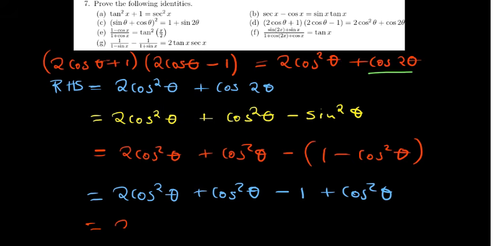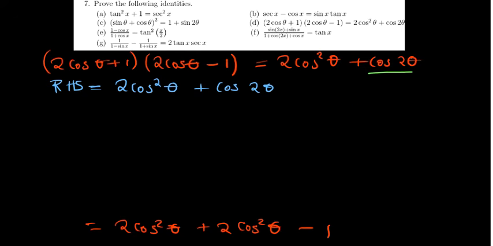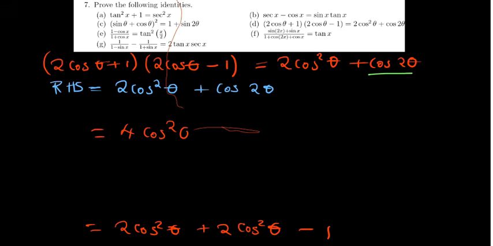So we have 2 cosine squared of theta, and then these will also be added. They will become 2 cosine squared of theta, and then we have a minus 1. I think this is now reducing to what we had. So these are also still like terms. So we now have 4 cosine squared of theta after adding, minus a 1.